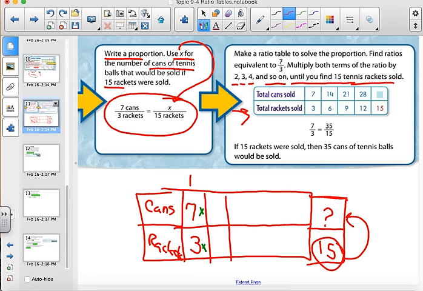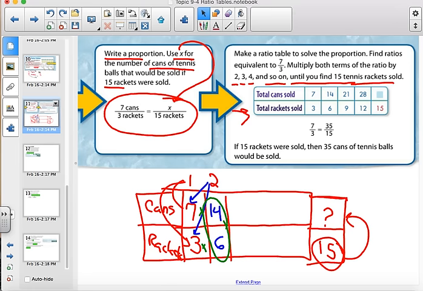So this is the 1 column, so 1 times 7 is 7. 1 times 3 is 3. This is the 2 column, so we know that 2 times 7 from our initial ratio is 14. We know that 2 times 3 is 6. So what we've done is we've created an equivalent ratio. All right, and we're going to do that in each one of our columns.